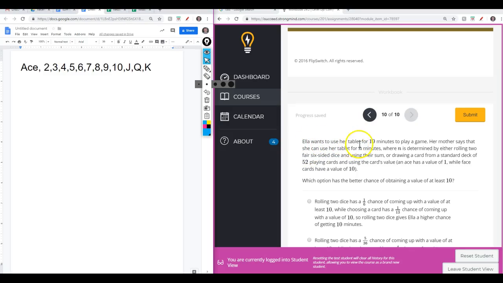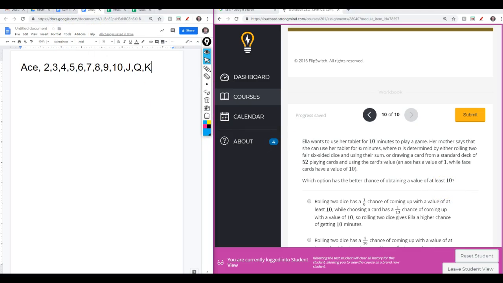Alright, Ella wants to use her tablet for 10 minutes to play a game. Her mother says that she can use her tablet for n minutes, where n is determined by either rolling two fair six-sided dice and using their sum, or drawing a card from a standard deck of 52 playing cards, and using the card's value. An ace has a value of 1, while face cards have a value of 10. Which option has the better chance of obtaining a value of at least a 10?